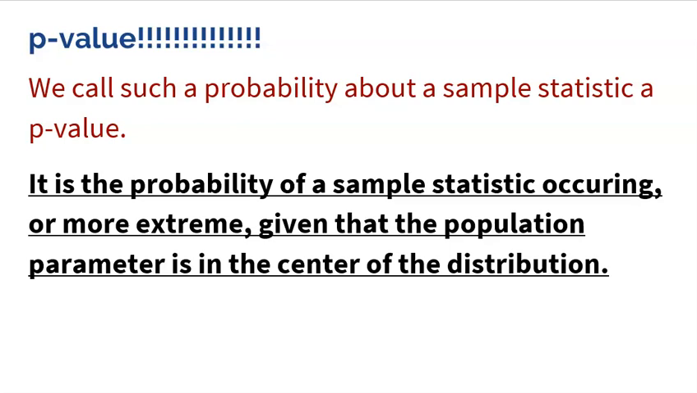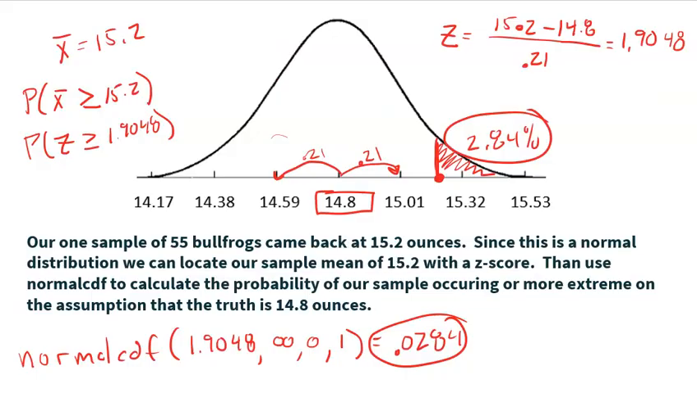So we have done lots of probability questions before. Don't start calling any probability a p-value. A p-value is very specifically the probability of a statistic occurring or more extreme. Now that could be higher or lower. So if we go back to my sample, 15.2 was already higher. So I looked even higher. If my sample statistic was below the mean, then I would look even lower to find the extreme.